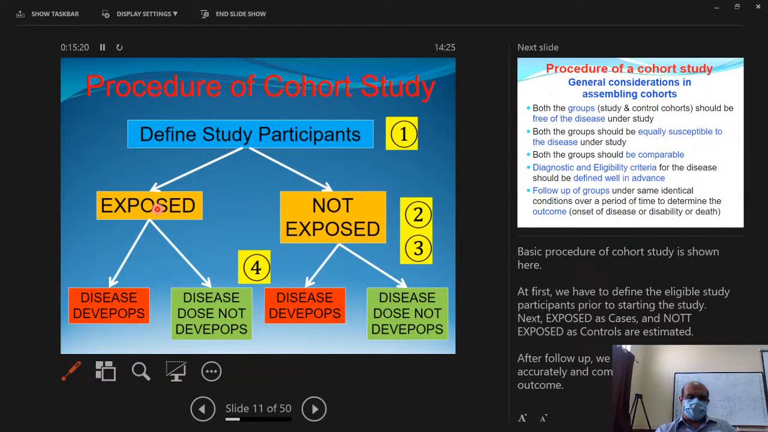Then we see exposed and not exposed, right? Then we see people who are exposed and who are not exposed from Telangana. For example, I take a study from Telangana, and then I look forward and see how many people developed the disease, how many people did not develop the disease, and how many people are in both the groups.